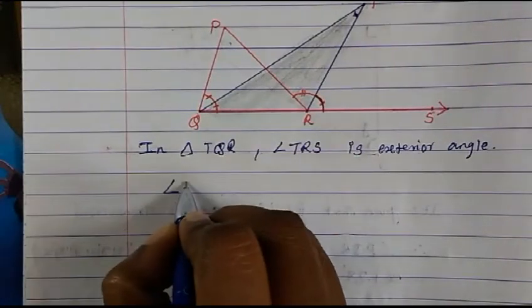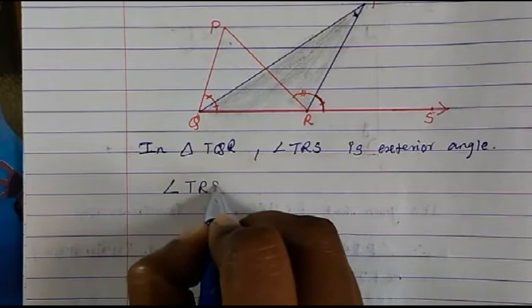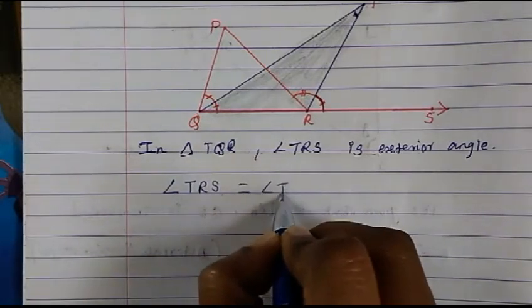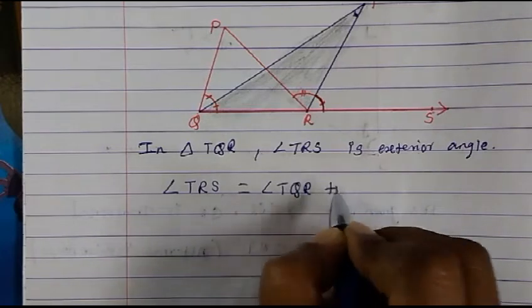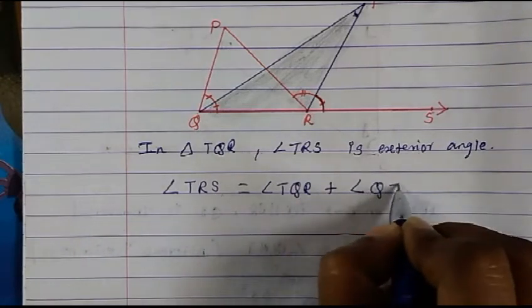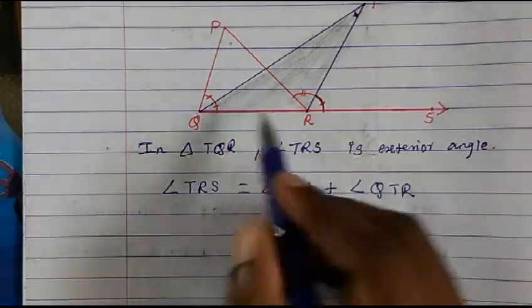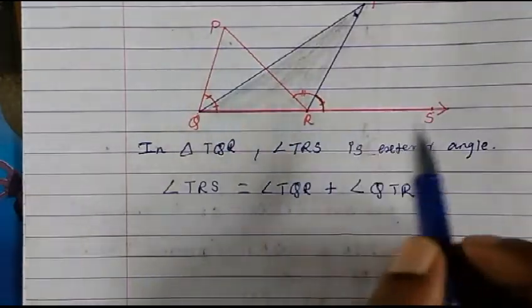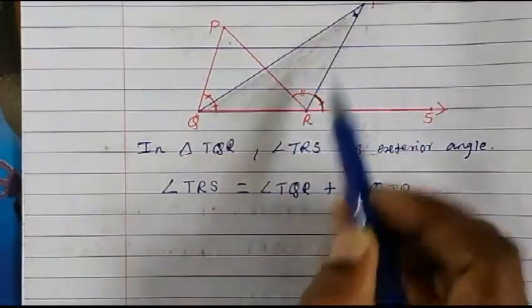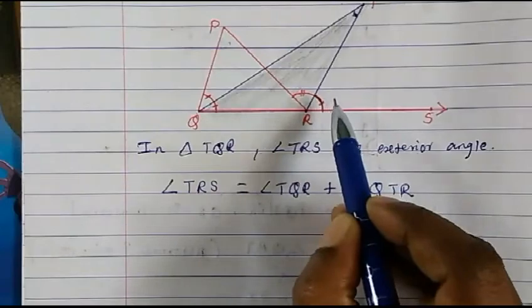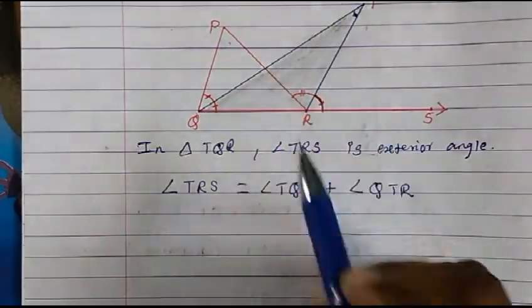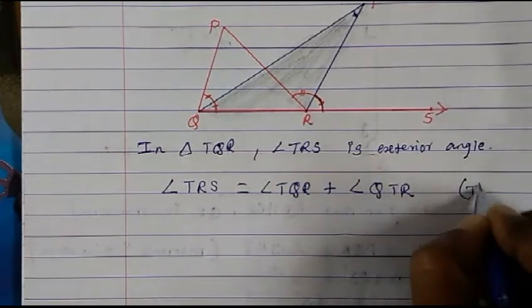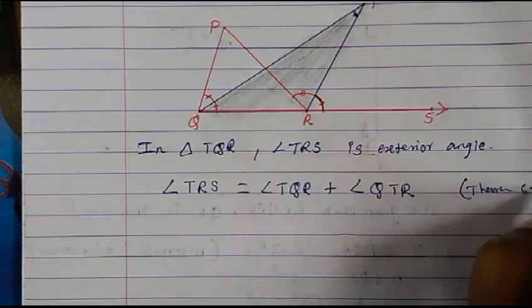So angle TRS is equal to angle TQR plus angle QTR. Same thing I have written: TQR, this angle, and then QTR. So this angle is equal to the sum of these two angles according to theorem 6.8. If you want, you can write here theorem 6.8.